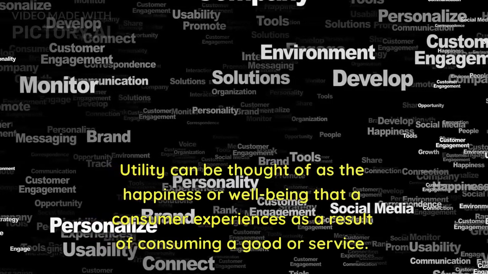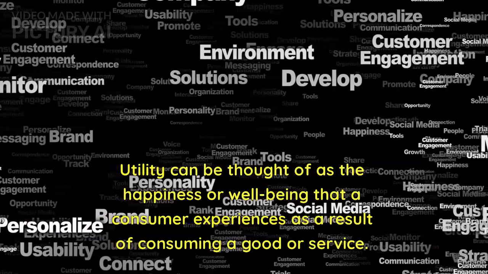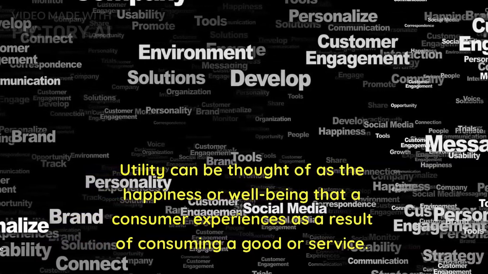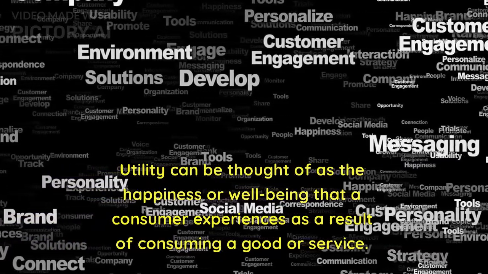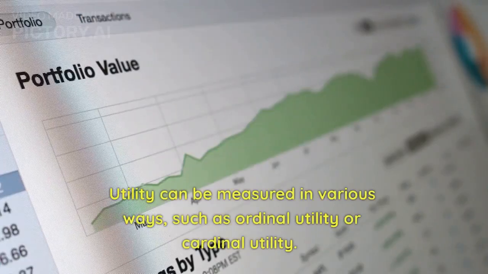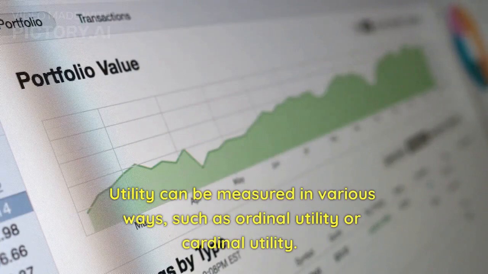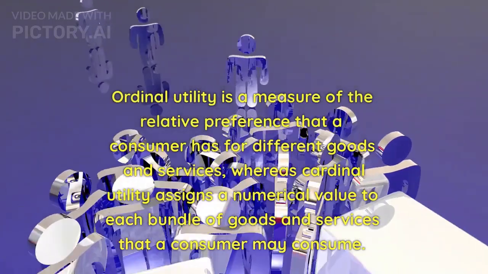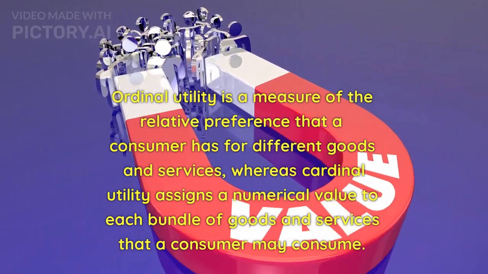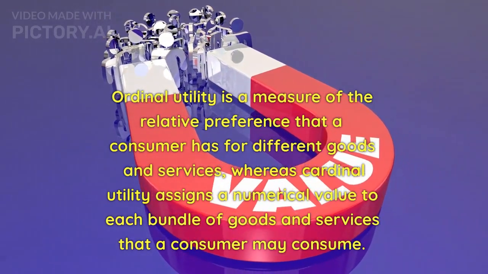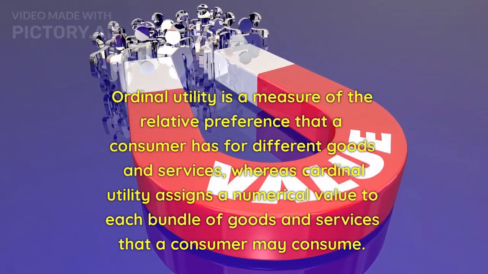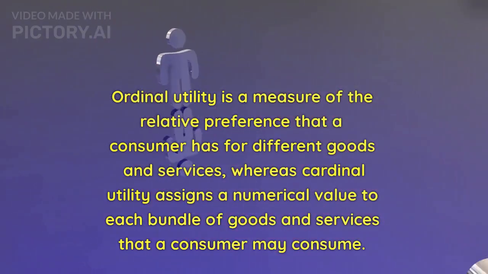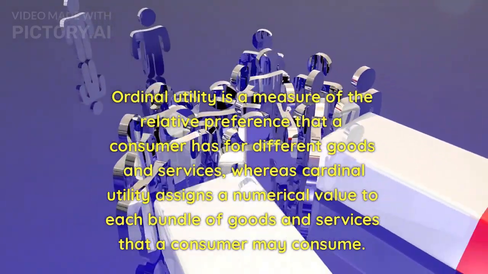Utility can be thought of as the happiness or well-being that a consumer experiences as a result of consuming a good or service. Utility can be measured in various ways, such as ordinal utility or cardinal utility. Ordinal utility is a measure of the relative preference that a consumer has for different goods and services, whereas cardinal utility assigns a numerical value to each bundle of goods and services that a consumer may consume.